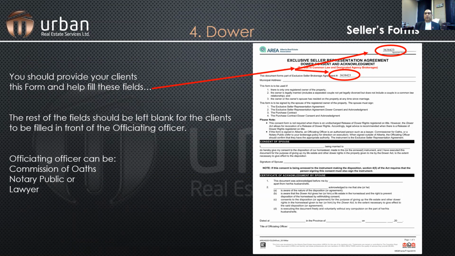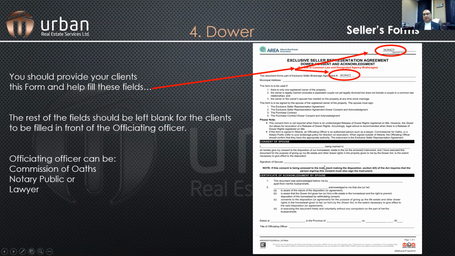You should provide an agreement number on top, which is the same as your listing agreement, and so keep these forms. You can fill the municipal address on this so that this form is not used for other reasons for some other property by someone else. And the rest of the fields should be filled in front of the officiating officer, the one who's going to verify this. So don't fill it for them.